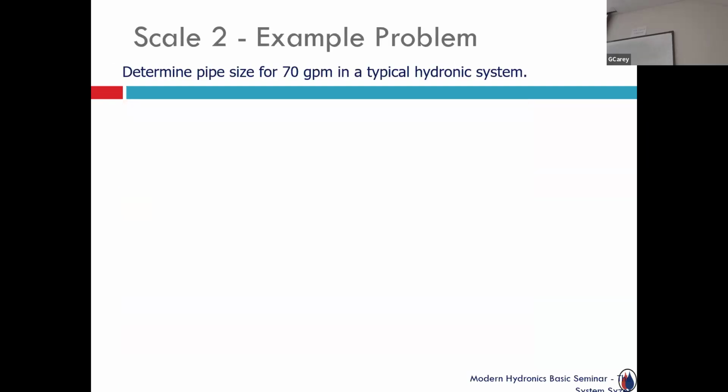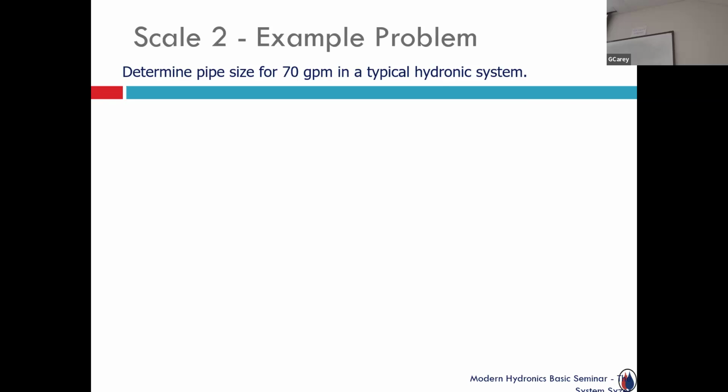I have a flow rate of 70 gallons a minute in a typical hydronic system. What would be the BTU load? Now, back to what we talked about last week. Quick answer, it depends. Can I get back to you on that?